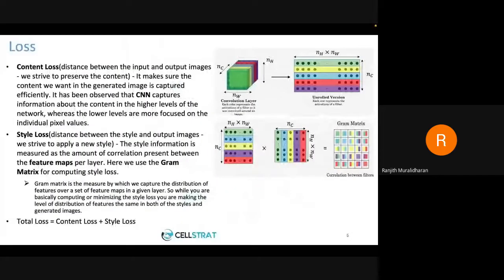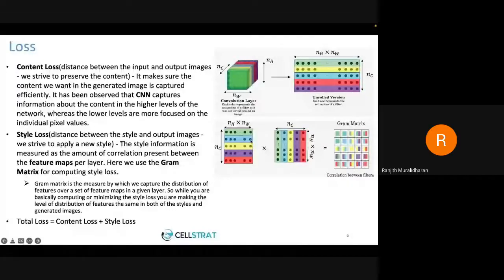And how is that computed? We have a measure mechanism called the gram matrix. What it does is pick up a particular convolutional layer, unroll it, and multiply it with the transpose of that same layer to get you the gram matrix. This measure is what will help you compute your style loss. And total loss is nothing but the sum of those two. So this is at a very high level.